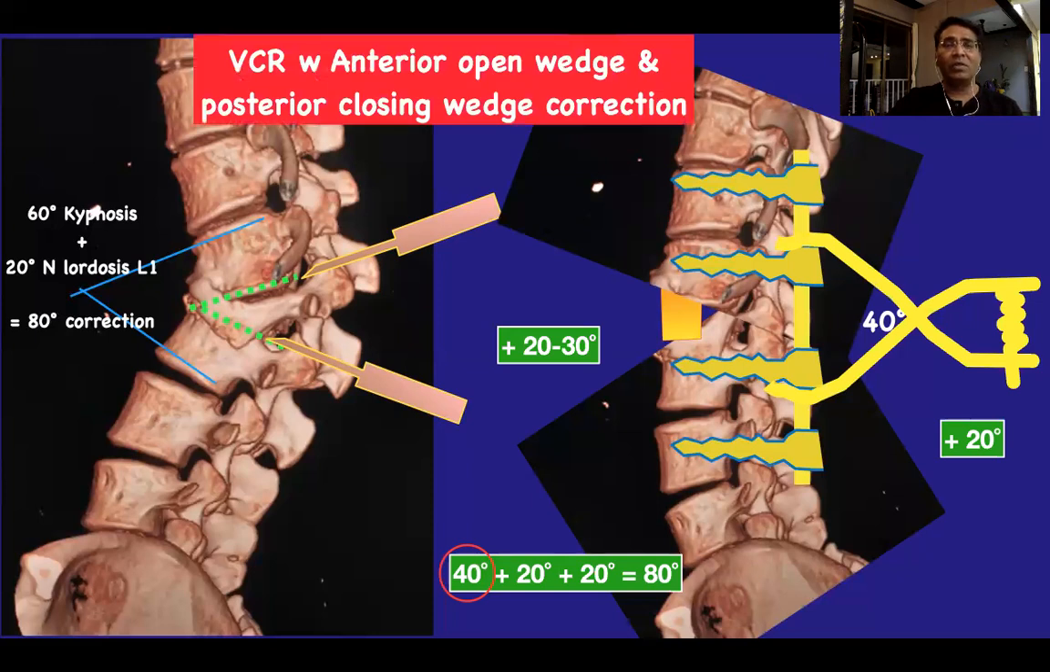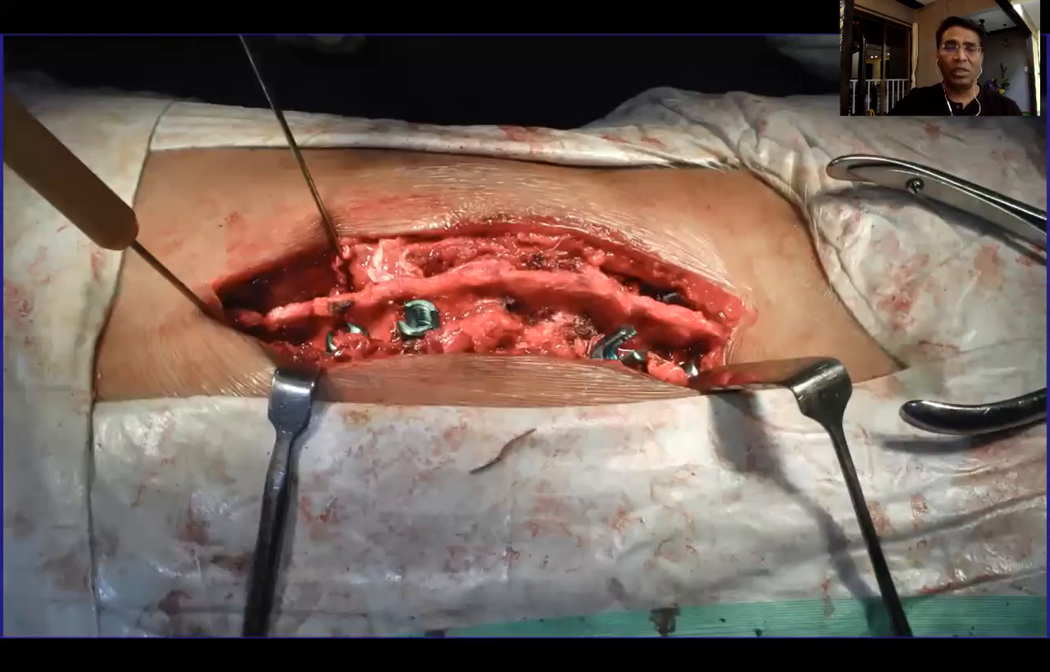So with a little 40 degrees of wedge resection, we can get up to 80 to 90 degrees of correction. Okay, so this is what we call a vertebral column resection with anterior open wedge and posterior closing wedge correction. So now let us see how it is exactly executed here.